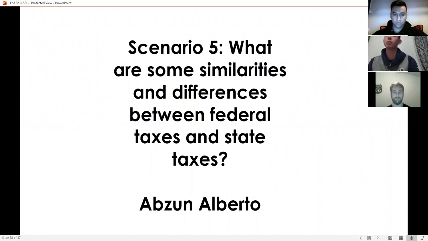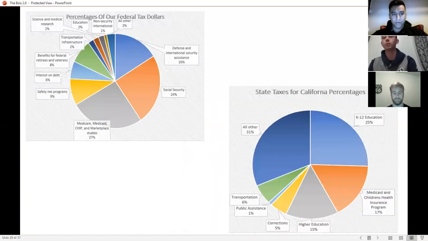Alberto, what are some similarities and differences between federal taxes and state taxes? All right, when we were talking about federal taxes and state taxes, it's good to create some pie charts and compare both of these pie charts so you have a better viewing of it. So here on the left, we've got our federal tax dollars, and then on the right, we have our state taxes for California, just as an example.